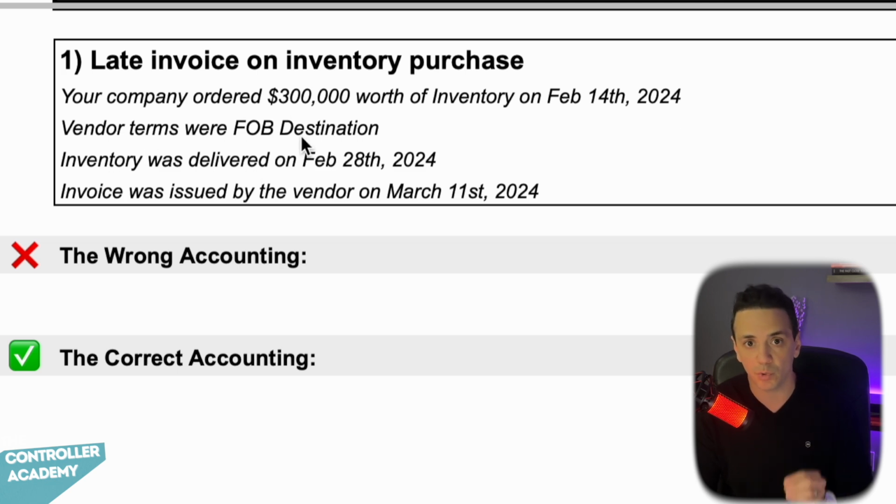FOB is free on board, and it means that the vendor is paying for all of the shipping costs. Destination here means that the risk and title of the inventory transfers at the point where the inventory reaches its destination. Inventory was delivered on February 28th, 2024. The invoice was issued by the vendor on March 11th, 2024.